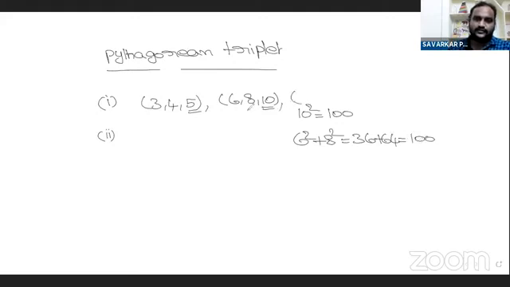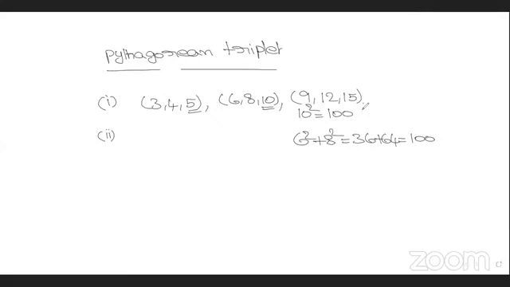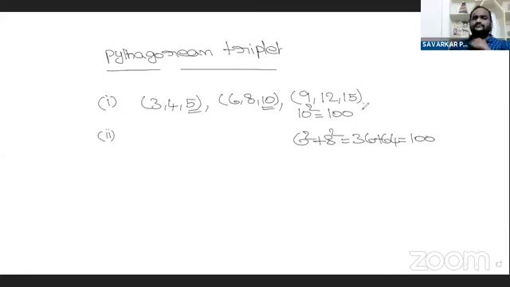So can I multiply with 3? 9, 12, 15. Is it a Pythagorean triplet? What is 15 square? 225. What is 12 square? 144. 9 square? 81. So add them. 144 plus 81. 145 plus 80, 225. So it is 15 square.